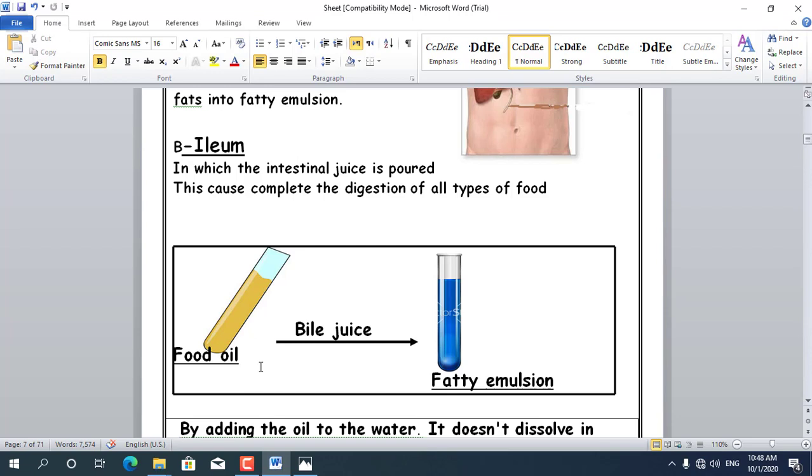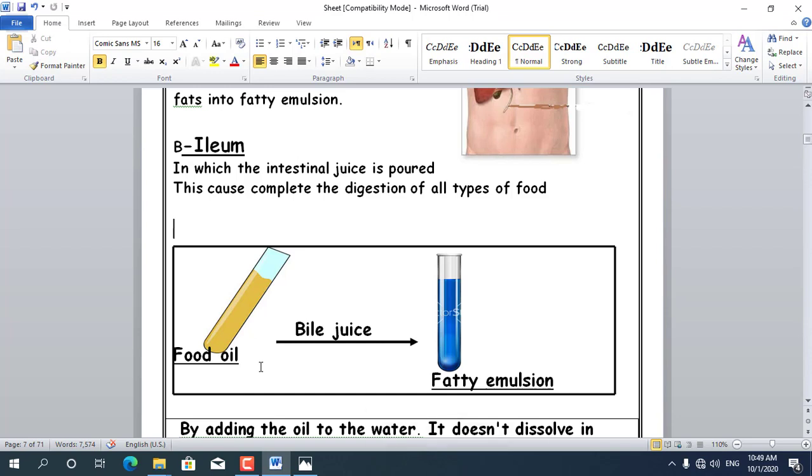So when a question asks me for the function of the small intestine, my answer is number 1, completing the digestion of different types of food, number 2, absorption of the digested food. A question may also ask: give reason, you can't live without the small intestine. My answer is: because the small intestine is very important for completing the digestion of different types of food and for absorption of the digested food.